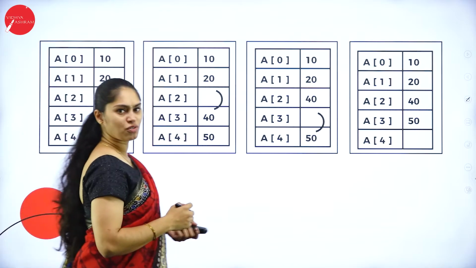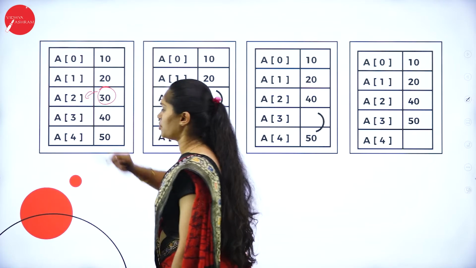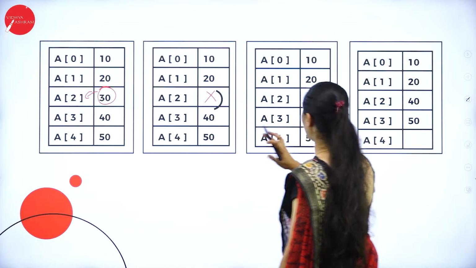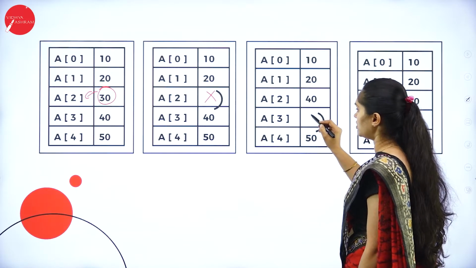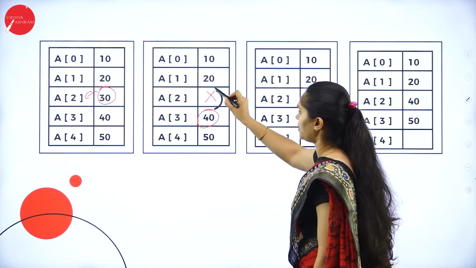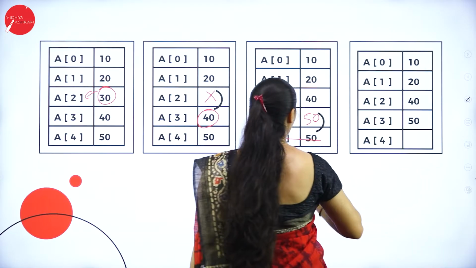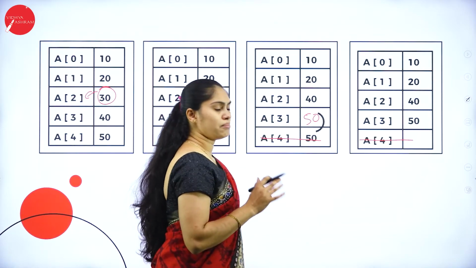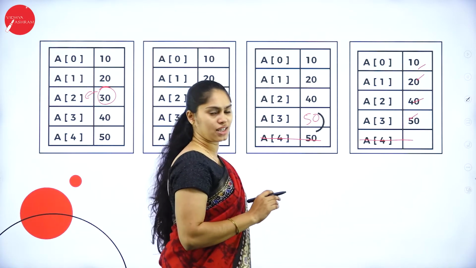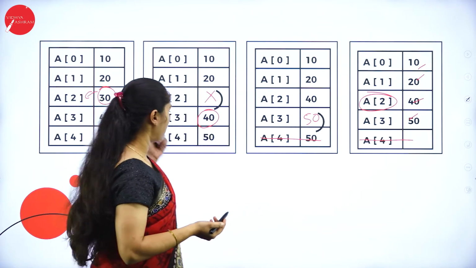First we have 10, 20, 30, 40, 50. These are my 5 elements. Now I want to delete the element 30, which is in position 2. After that, this 50 will be moved to position 3, and whatever we had in A of 3, that is 40, will be moved to position A of 2. So 50 will come here, and A of 4 will now be blank. We have only 4 elements: 10, 20, 40 and 50. That 30, which was in A of 2, got deleted. I hope you all understood this.